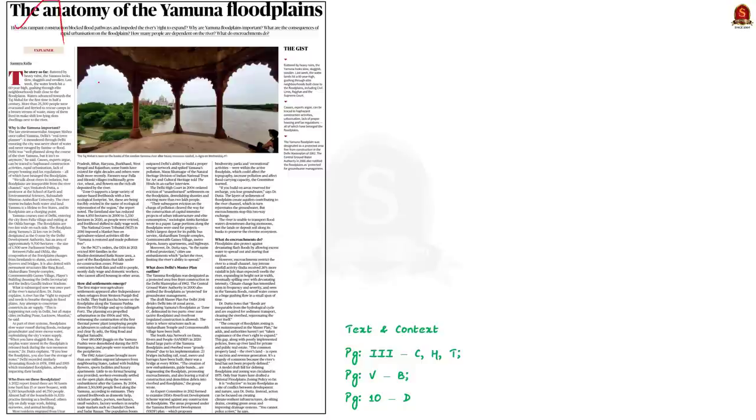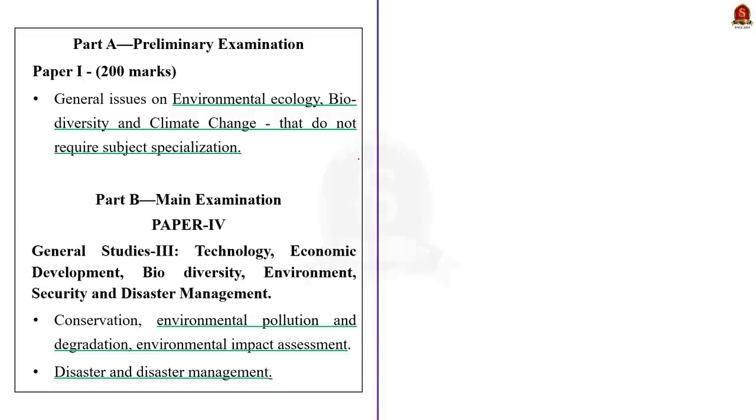Take a look at this text and context article. It focuses on the recent flooding that occurred along the river Yamuna. See, the essence of the article is that this gross mismanagement of Yamuna floodplains is the cause of flooding. So in our news article discussion today, we'll discuss the points mentioned in the article in detail. Before that, the syllabus relevant to this news article is highlighted here for your reference. You can go through it.